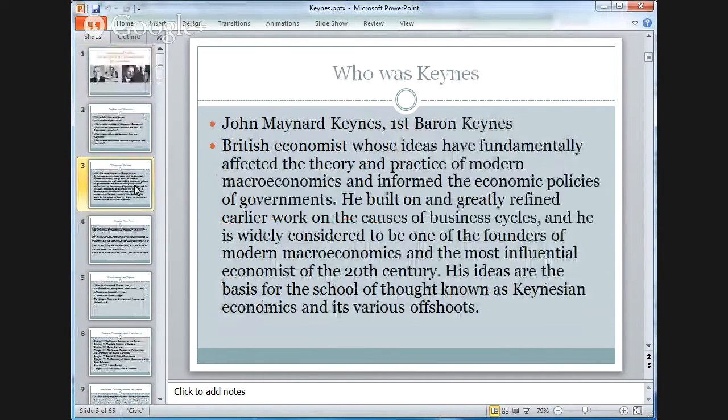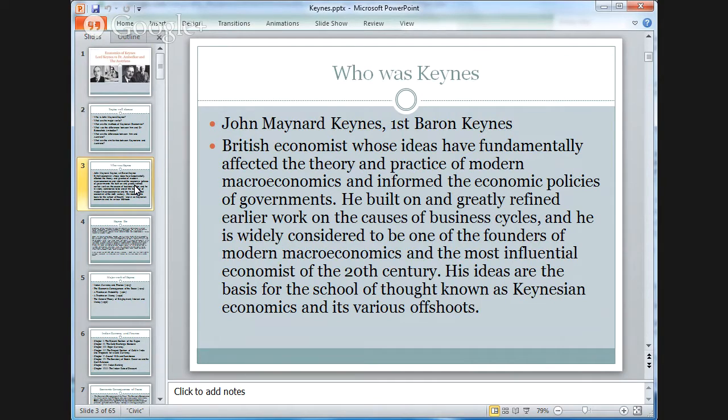So basically, John Maynard Keynes was the first Baron. He is also known as first Baron Keynes. He was a British economist, and fundamentally, he is known as the father of modern macroeconomics. He largely developed the mainstream economics we see in practice by various governments today.